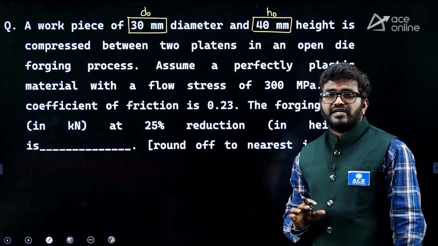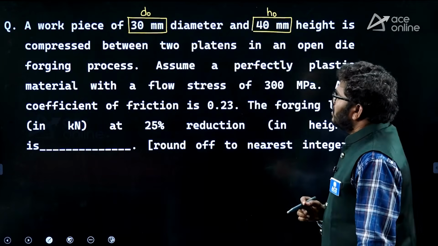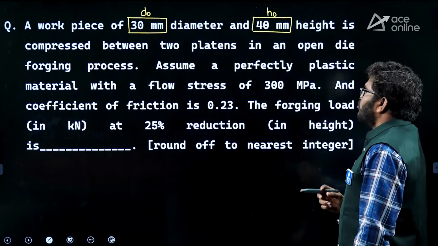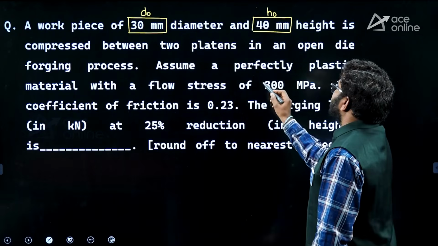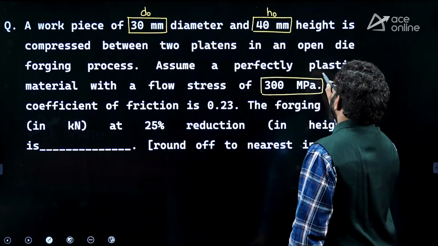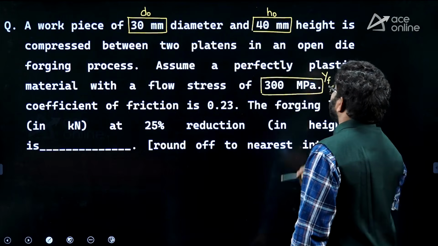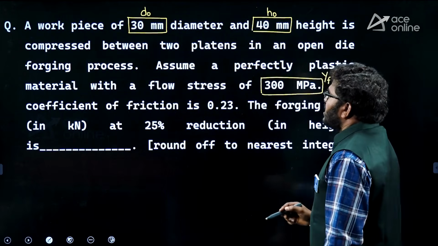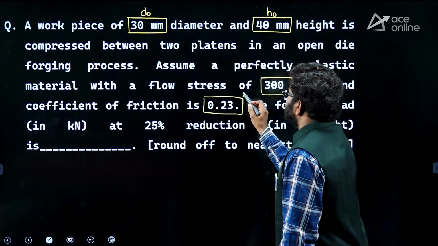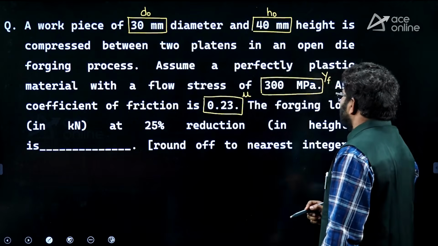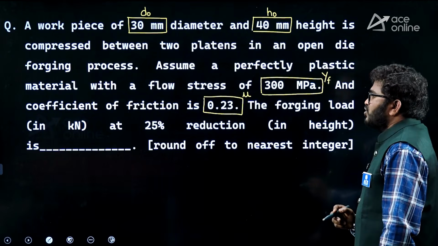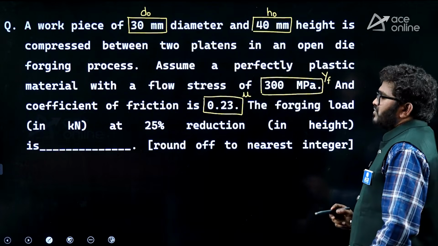This question is related to forging. Assume a perfectly plastic material with a flow stress of 300 megapascal and coefficient of friction mu of 0.23. The forging load in kilonewton at 25% reduction in height is asked.